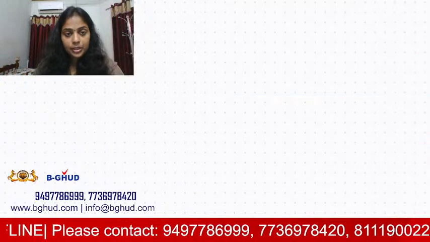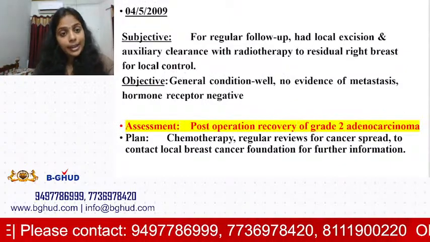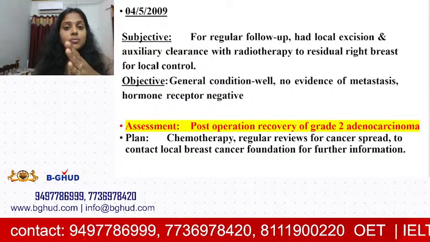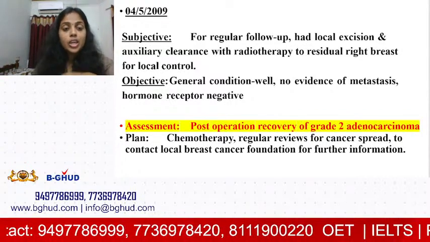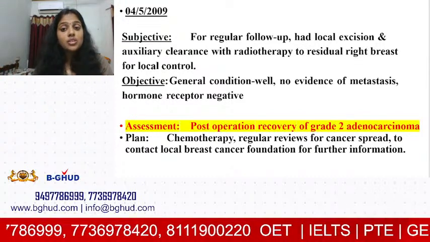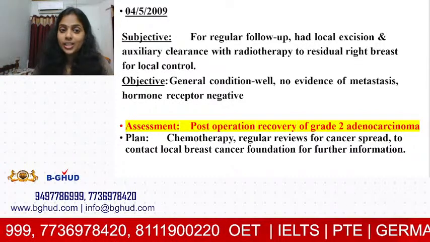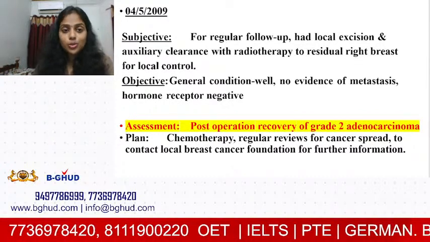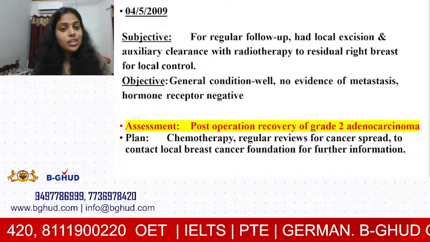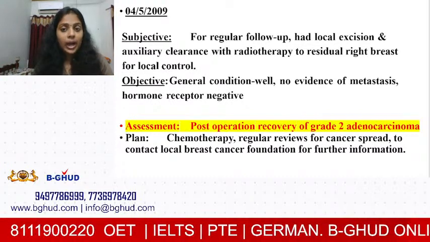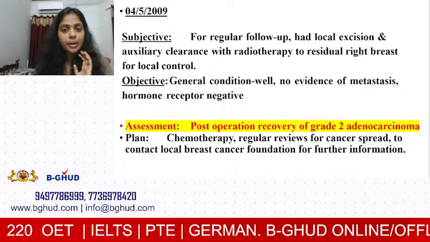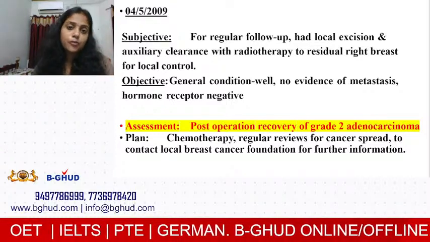So then what happened in the next visit? On her next visit, that is on 4/5/2009, this time she came for regular follow-up. She had a local excision and axillary clearance with radiotherapy to the residual right breast for local control. In the last visit, we referred her to a general surgeon for surgery, right? So this time when she came for the regular follow-up, she had her local excision and axillary clearance with radiotherapy to the residual right breast for local control.